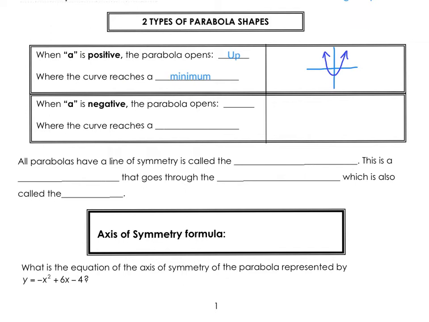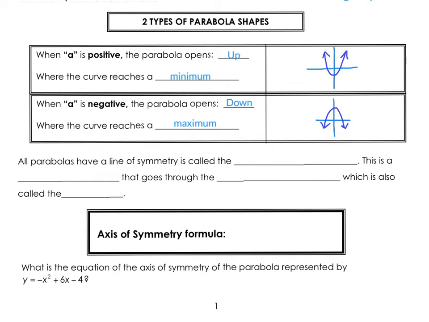Now, the opposite is when the a is negative. When the a is negative, the parabola opens down, and the curve will reach a maximum point. And then we're going to sketch a graph again. And for this one, people tend to think of things being negative. If someone's being negative towards you or not very nice, it's going to make you sad. So then we have the frowny face. The parabola opens downward.